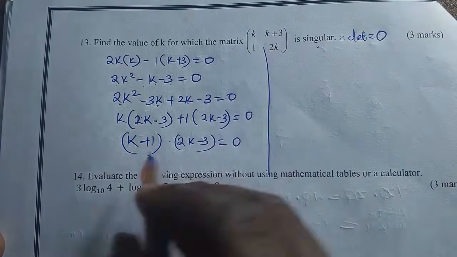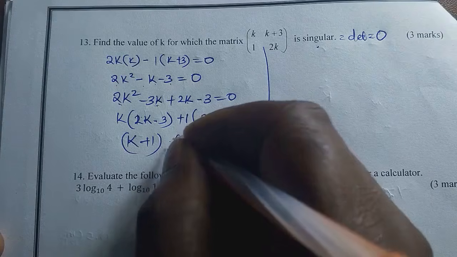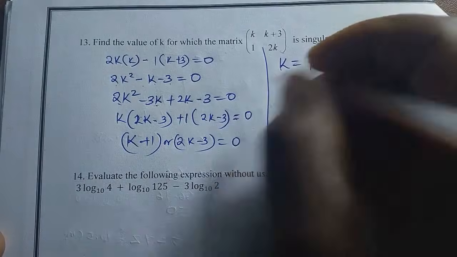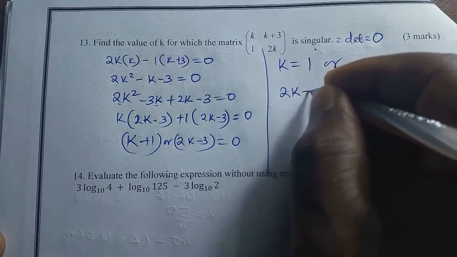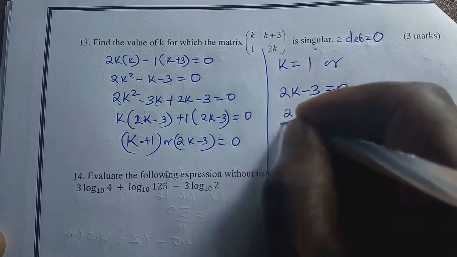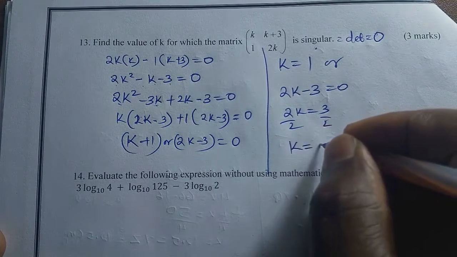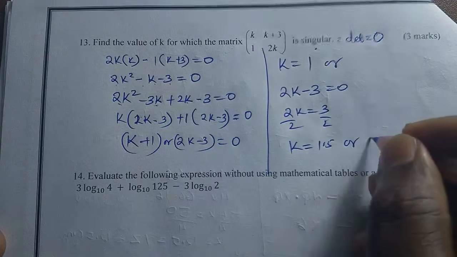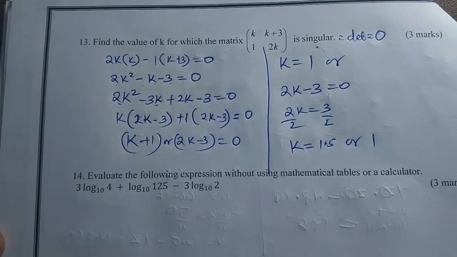So from here, k is equal to 1, or 2k minus 3 is equal to 0, meaning that 2k equal to 3, over 2 over 2. So k equal to 1.5. So k is 1.5 or 1, and that is the value you are supposed to obtain.